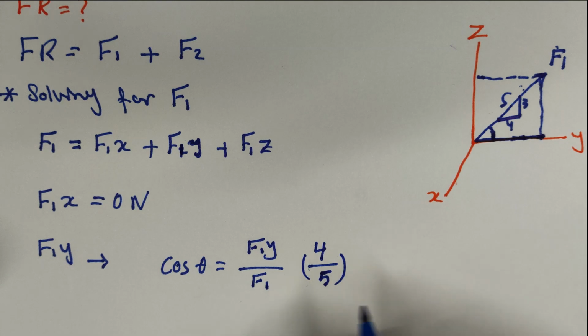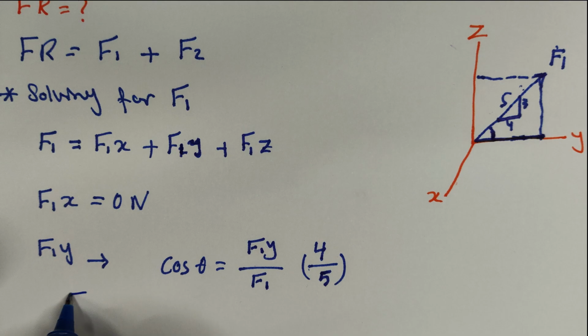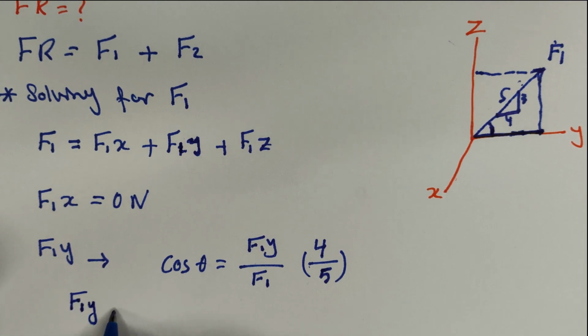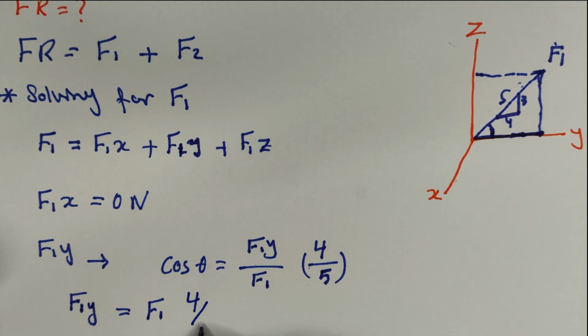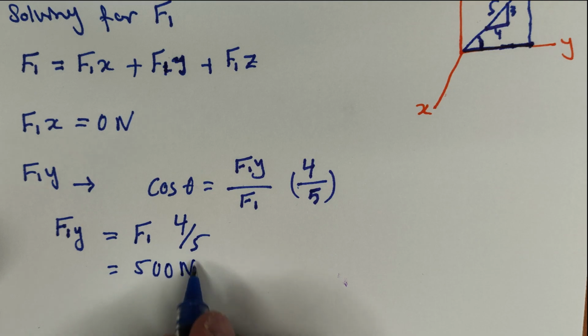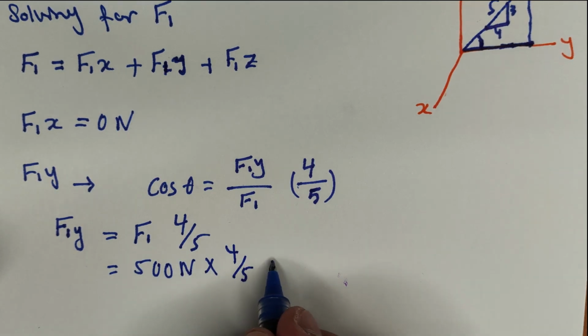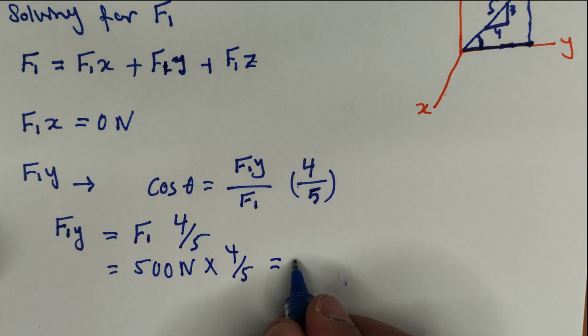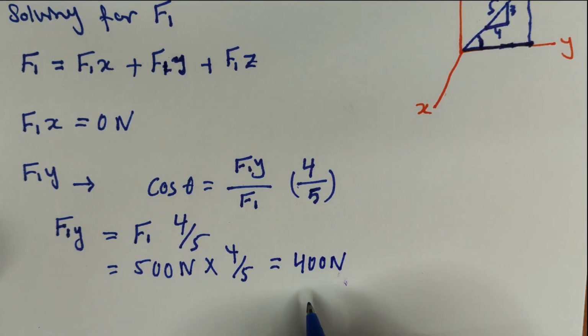Now, we are going to say F1 on the Y direction is equal to F1. Of course, cos theta is not there, but we're going to compensate with 4 over 5. In this case, F1 is 500 Newton times 4 over 5, and that is equal to 400 Newton.